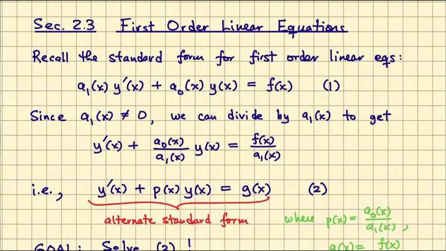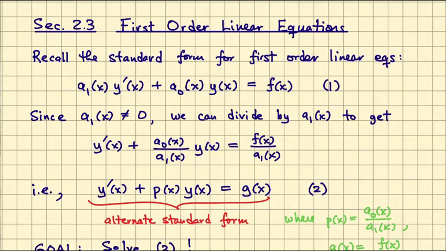Recall that the standard form for a first-order linear equation looks like a1 of x times y prime of x plus a0 of x times y of x equals f of x. So equation 1 is the template for a first-order linear equation. Since your coefficient function a1 of x can never be 0, otherwise this would not be a first-order equation, it wouldn't even be a differential equation, we can divide by a1 of x to get y prime of x plus a0 of x over a1 of x times y of x equals f of x over a1 of x.